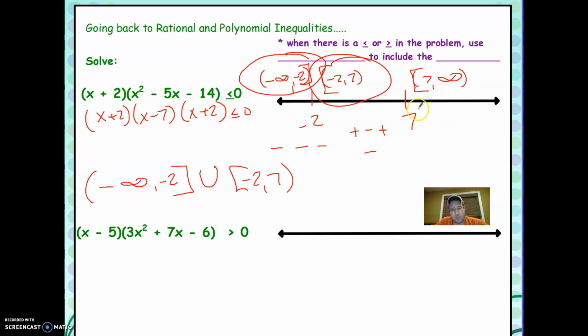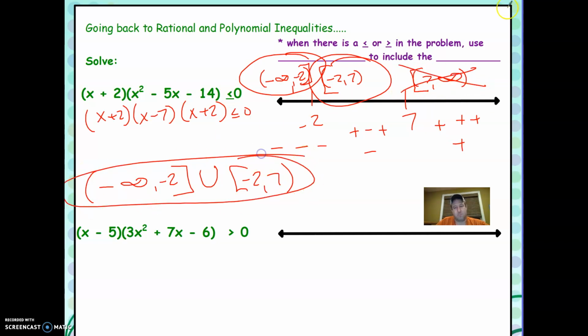Okay, and then the last one, so 8. 8 plus 2 would be positive, 8 minus 7 would be positive, 8 plus 2 would also be positive. That's going to give us a positive result. So if we get a positive result, that is not less than 0. That would be more than 0. So this is not a part of our solution. So it's just the first two parts.